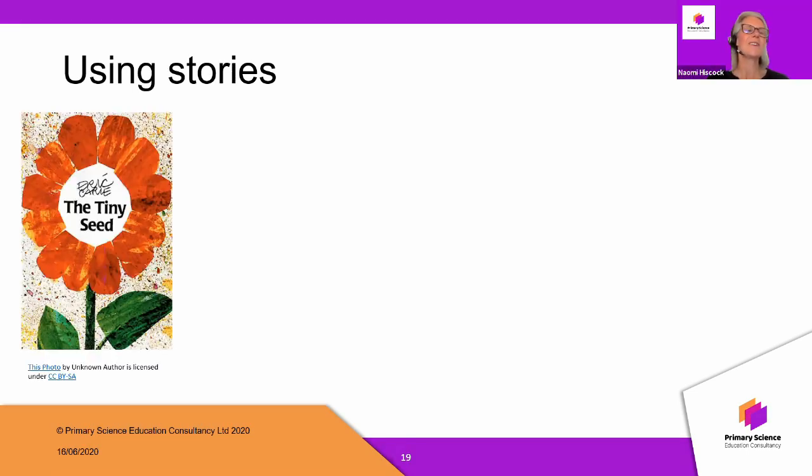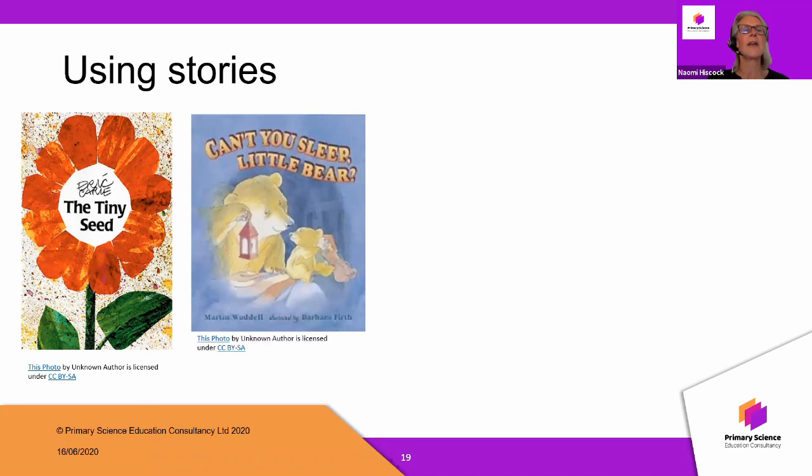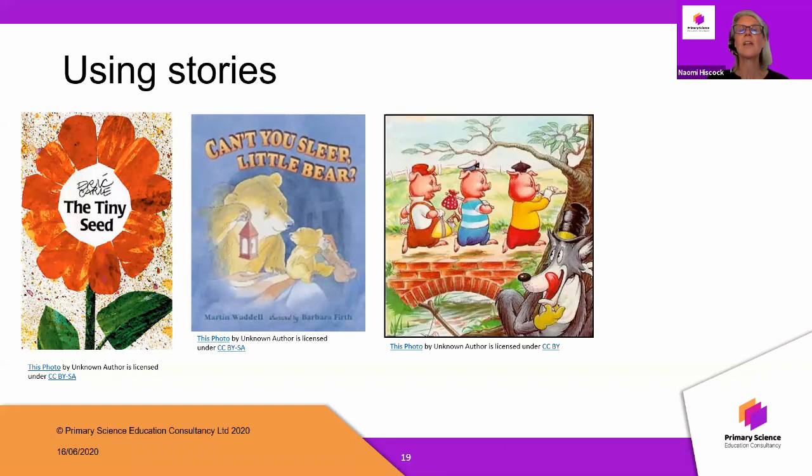So using stories. There's a range of really good, I mean, there are so many stories out there. I'm not even going to attempt to share all of them, but I just wanted to highlight there are a range of stories that you can be using to teach about plants and growing plants, that sort of thing. Can't You Sleep, Little Bear is a nice one if you want to talk about different light sources. So it's more of a physicsy type of thing, although we're not interested in biology, physics and chemistry at this stage, but later on they will study light. Three Little Pigs is a very standard one that's used for thinking about materials and their properties.